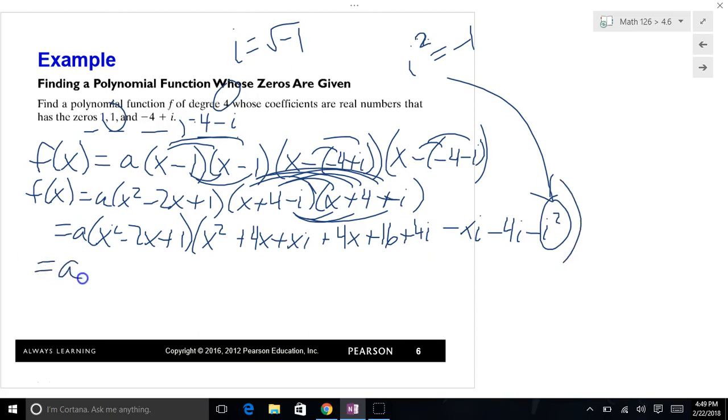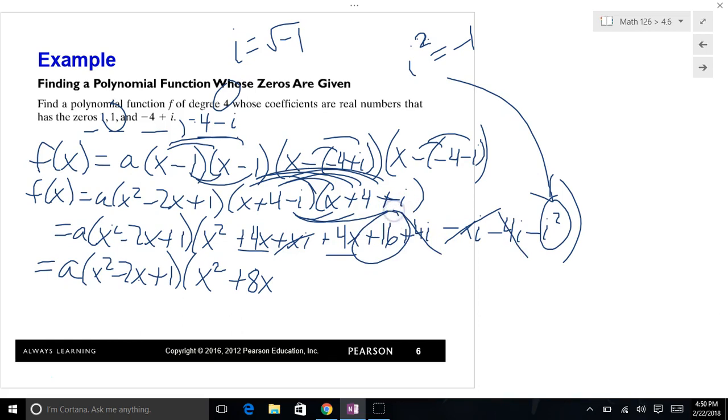Okay, so let's keep going here. x squared minus 2x plus 1. We've got x squared, there's no other x squareds. I'm combining like terms. I got 4x, I got 4x, so it looks like I got 8x. I've got xi minus xi, that's gone. I got 4i minus 4i, that's gone. I got 16, and this is a minus a negative 1 right there, so that's actually a plus 1, because i squared is negative 1. So 16 plus 1, we got 17.